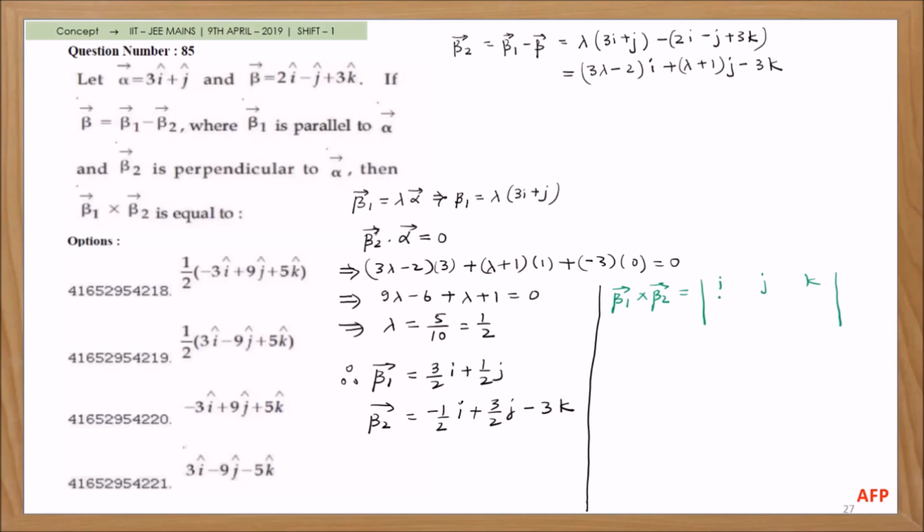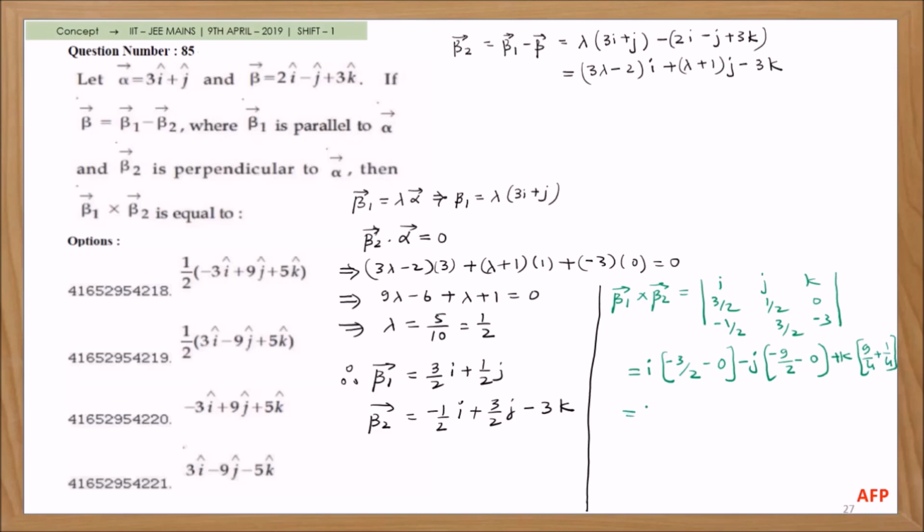Now we are having 3 by 2, 1 by 2, 0, minus 1 by 2, 3 by 2, minus 3. So if you go for expansion, i is equal to, if you multiply minus 3 by 2 minus 0, you get minus j, so 9 by 2, minus 0, you get plus k, 3 by 2, 3 by 2, 9 by 4 you got, and here plus 1 by 4 you got.